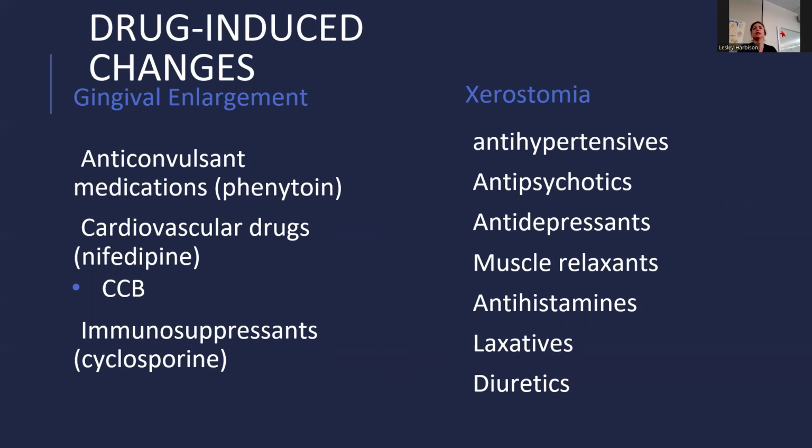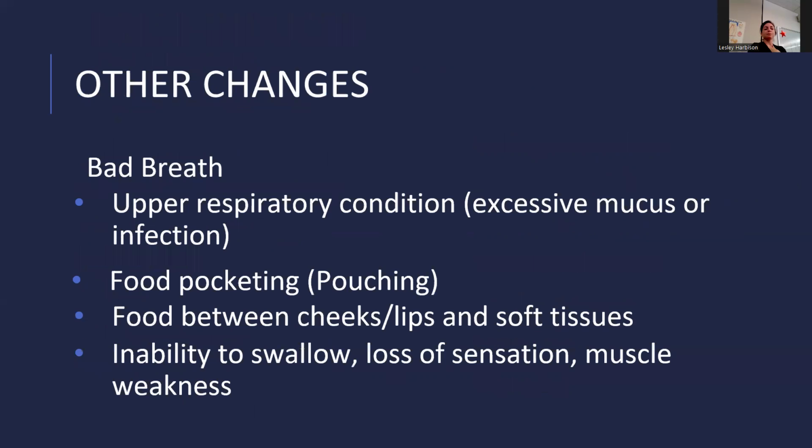Okay, so again, with the drug-induced changes, we know about the medications that can cause gingival enlargement. We want to be really aware of those. Predominantly, those are going to be phenytoin, the anticonvulsant, calcium channel blockers, that cardiovascular category, and then immunosuppressants, cyclosporin. That's one that we really haven't talked about other than probably briefly in oral med, but cyclosporin is another one that can cause gingival enlargement. And then the xerostomia list is very long, like many drugs cause xerostomia.